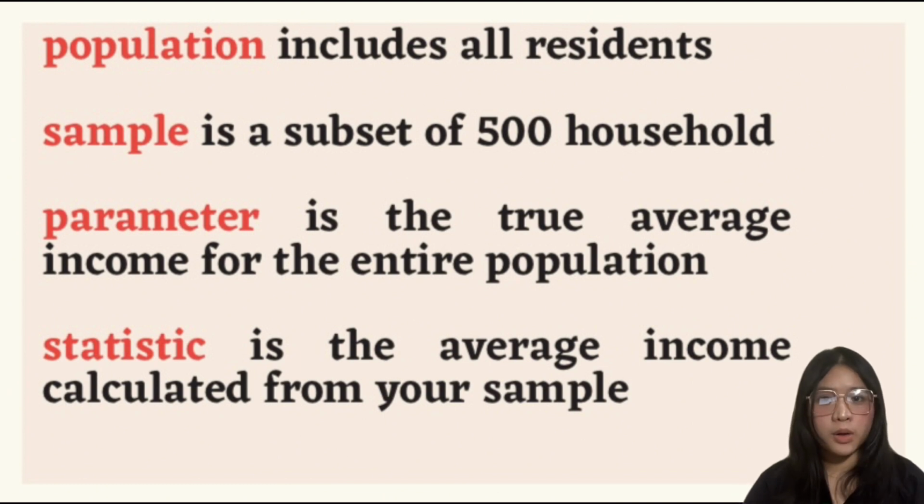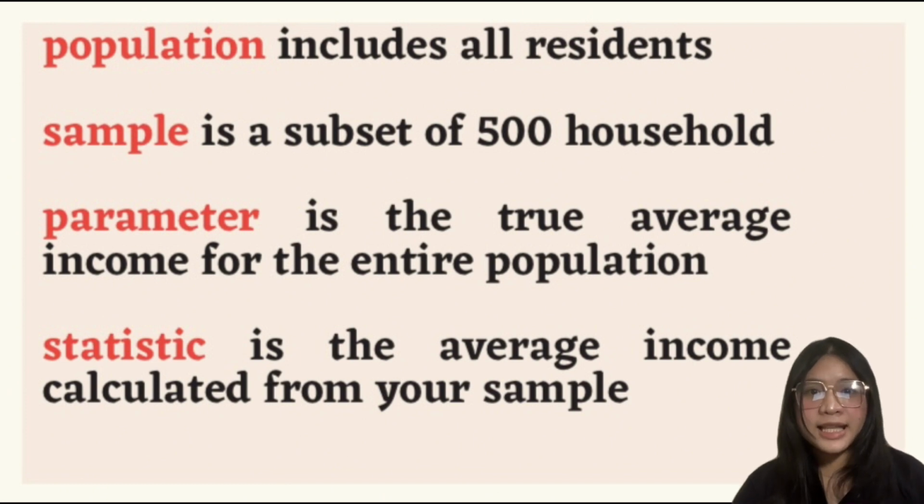In this example, the population includes all the residents. The sample is a subset of 500 households. The parameter is the true average income of the entire population, and the statistic is the average income calculated from your sample. The statistic is used to make an inference about the parameter, as it's often impractical to measure the income of every single household in the entire city.